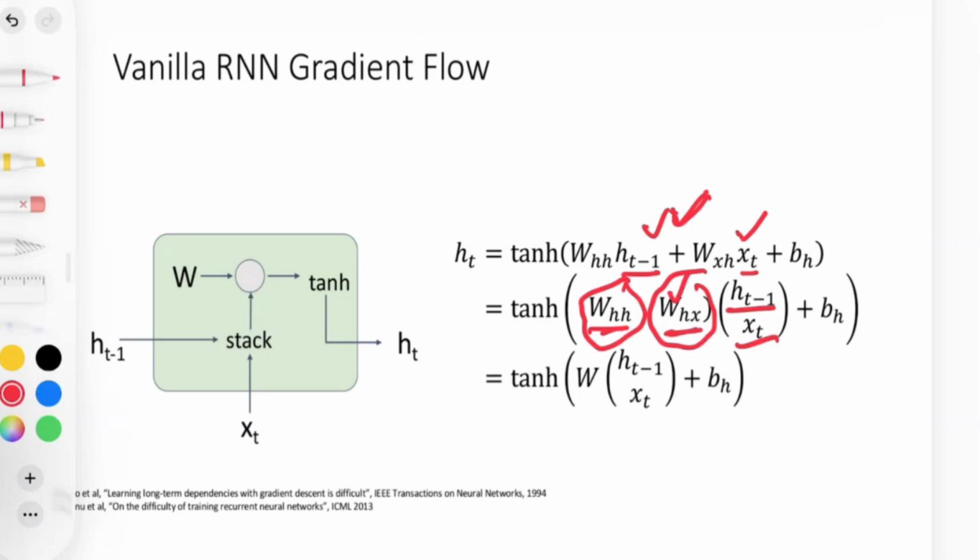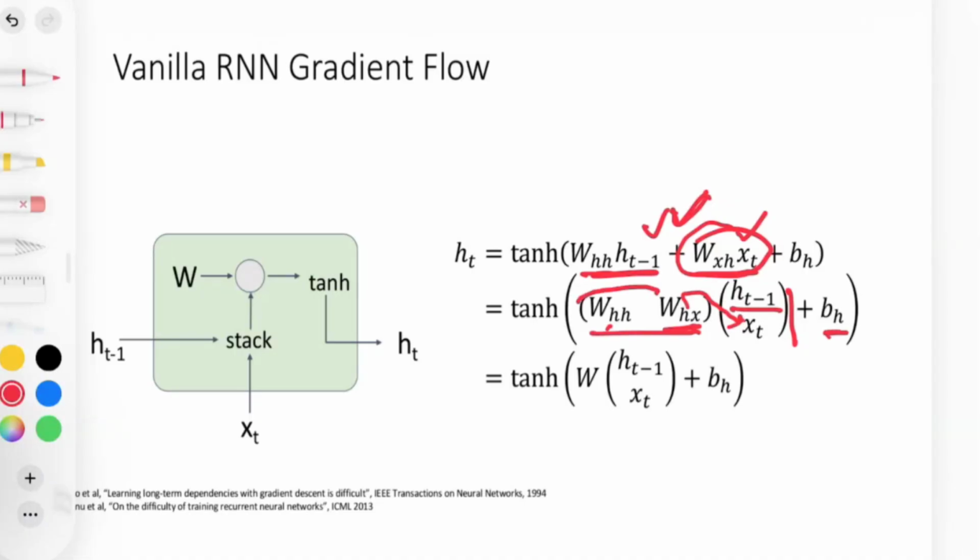If you do the multiplication, row by column, WHH will be multiplied with S(t-1). That is your first term. And WHX will be multiplied with XT. That is your second term. So you are getting the same thing; I've just written it in a different form. And then we have the bias.